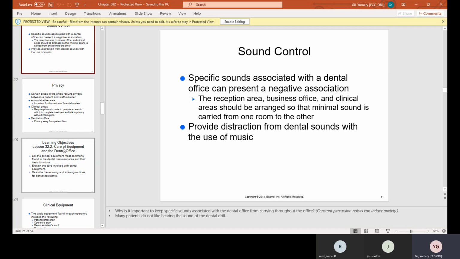Sound control. Specific sounds associated with a dental office can present a negative association. So the reception area, the business office, and clinical areas should be arranged so that minimal sound is carried from one room to the other. Provide distraction from dental sounds with the use of music. Usually when you go into the dental office, you will hear music playing over speakers, or a TV will be on in the reception area, loud enough for everybody in the waiting area to hear it. And sometimes people in the back can hear it also.